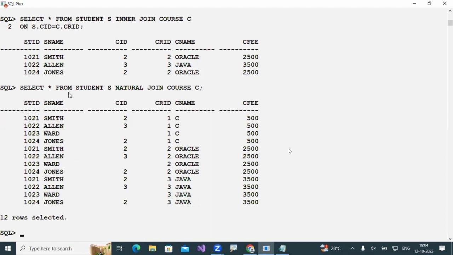Is the output right or wrong? Wrong. Which output can you identify this as? Very good, cross join. That's why cross join is the default join. We call the default join a cross join.